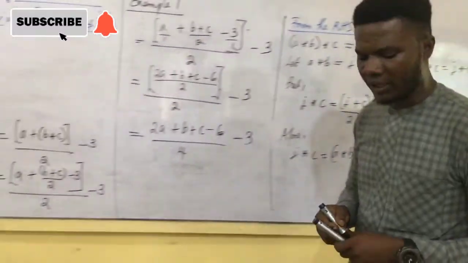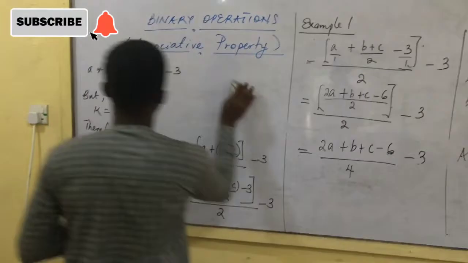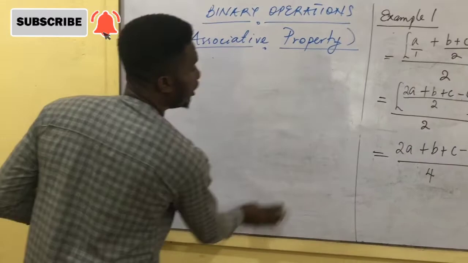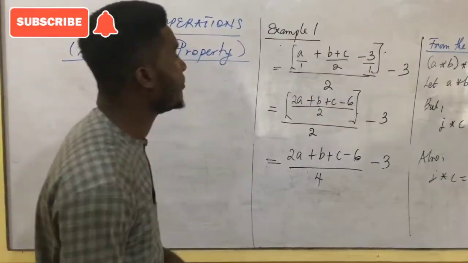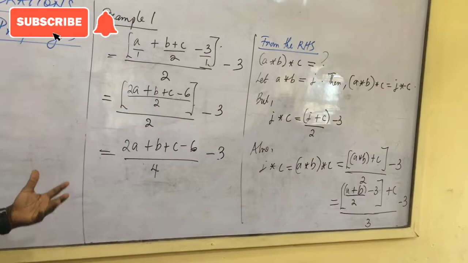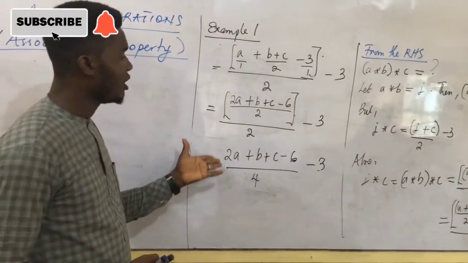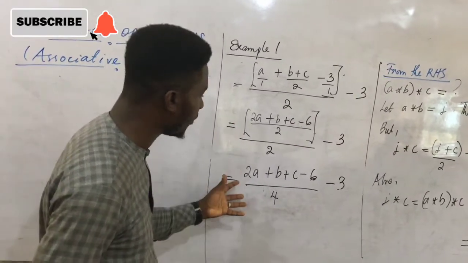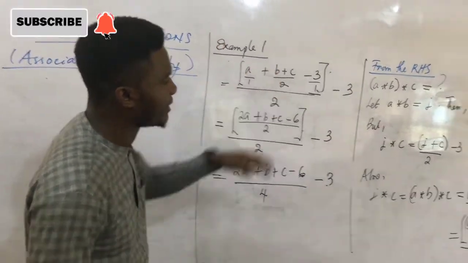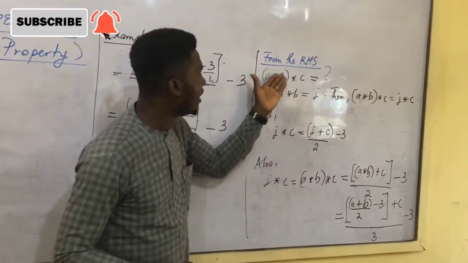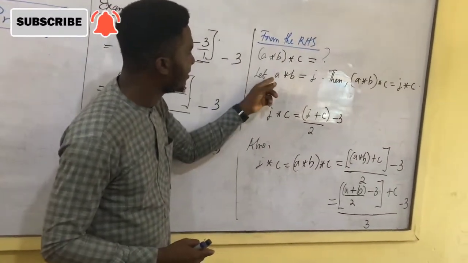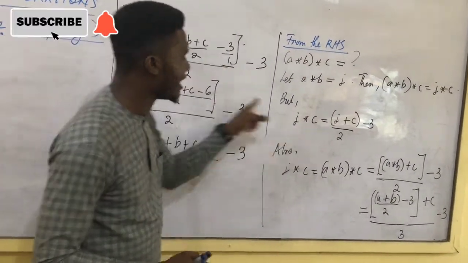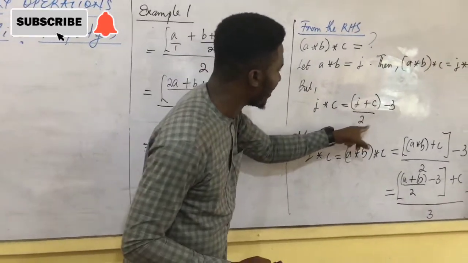So let's continue the problem over here. Now, having done that, we are going to come over here to simplify. Remember, for asterisk to be associative, the left-hand side will be equal to the right-hand side. Now, this is the result we've established for the left-hand side. But we are trying to get a result that is equal to this or divergent from this from the right-hand side. Now, so far so good. We have been able to start from here for the right-hand side, denote A * B by J, and represent J * C as the definition demands to be J plus C divided by 2 minus 3.